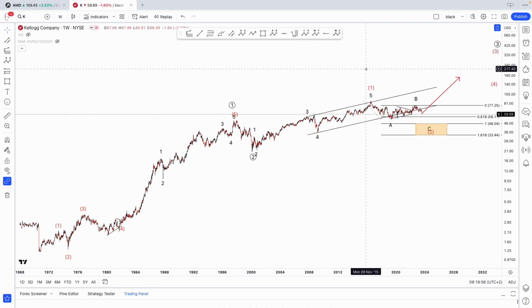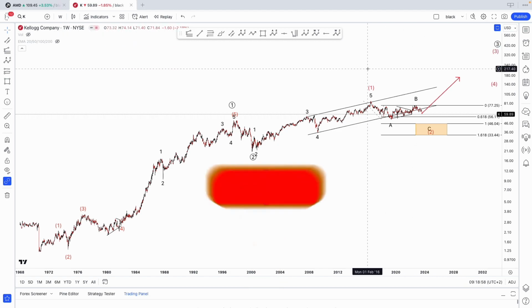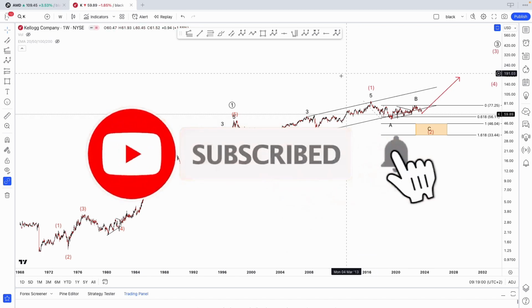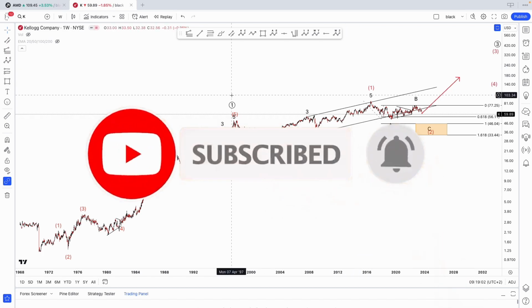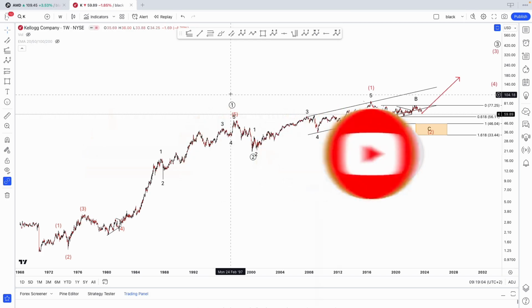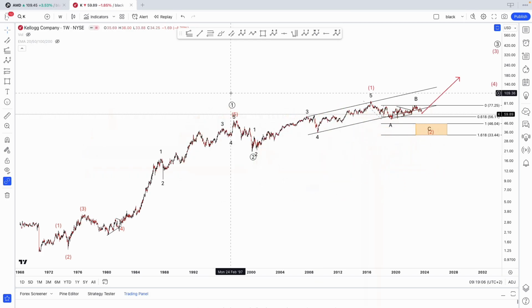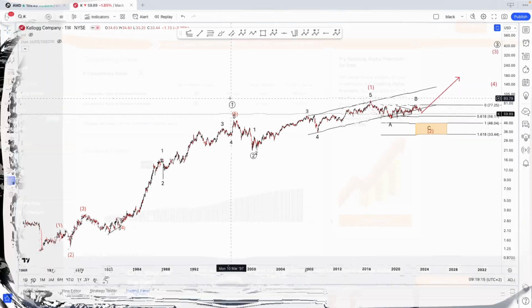If you have any questions about those, please let me know in the comments. Now let's take a quick look at some dividend data, which again, I'm not an expert on. There are so many channels out there who do a better job than me. I'm just doing this to support my Elliott Wave analysis. So let's move on to those.